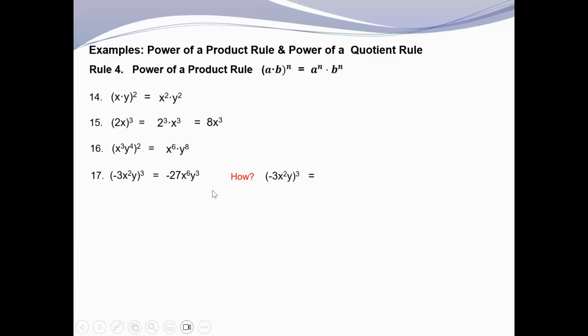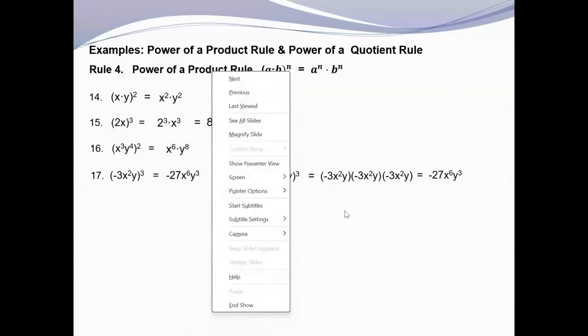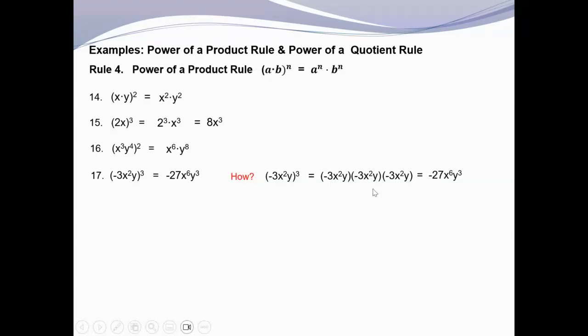Anyway, here's how we can do it: 3 times. Because negative 3 times negative 3 times negative 3 will give us negative 27. X squared times x squared times x squared will give us x to the 6. And y times y times y will give us y to the third power. Or you can do it by applying the rule, right? Separate each one. That will give 27, x to the 6, and y to the third power.